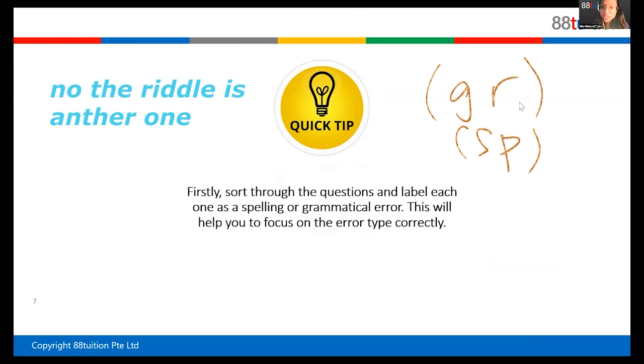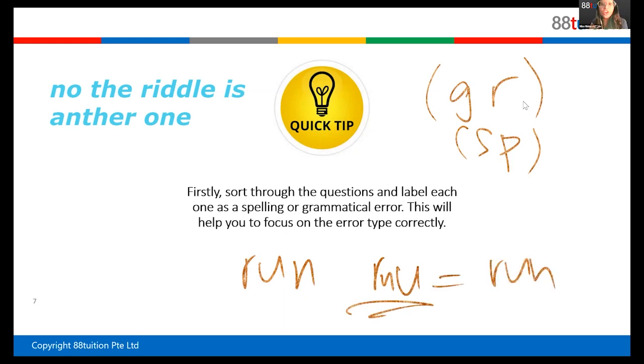So now, if it's a spelling mistake, you only focus on the spelling. You do not change anything else. So for example, if the word run is spelled wrongly, for example as RNU, then you only change the spelling mistake to RUN. You don't change it to running. You don't add anything. You cannot change the tense, running or ran. You only change the spelling. So if it's a spelling mistake, you only fix the spelling. You don't care about the grammar.